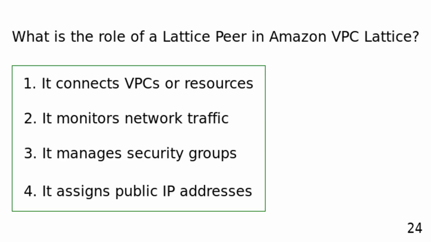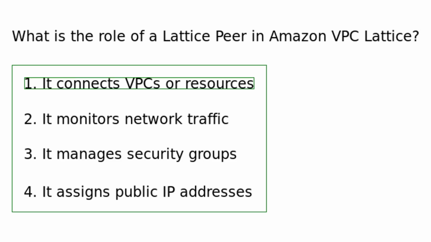What is the role of a Lattice peer in Amazon VPC Lattice? It connects VPCs or resources. It monitors network traffic. It manages security groups. It assigns public IP addresses. A Lattice peer in Amazon VPC Lattice is responsible for connecting VPCs or resources within a VPC, enabling communication between them.